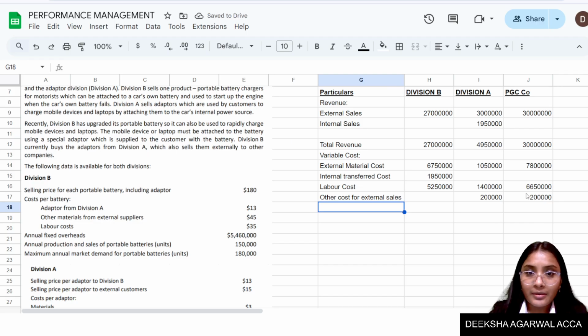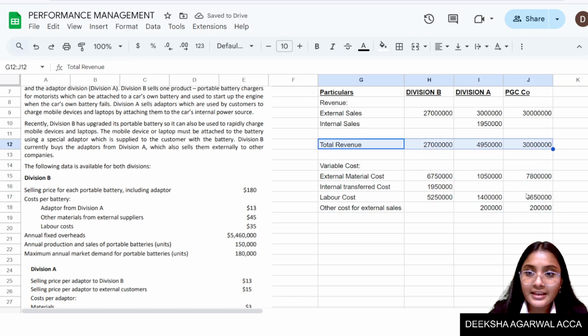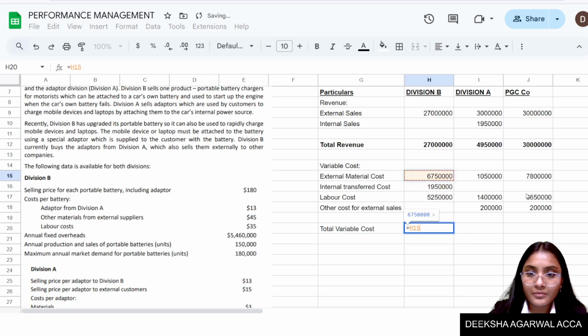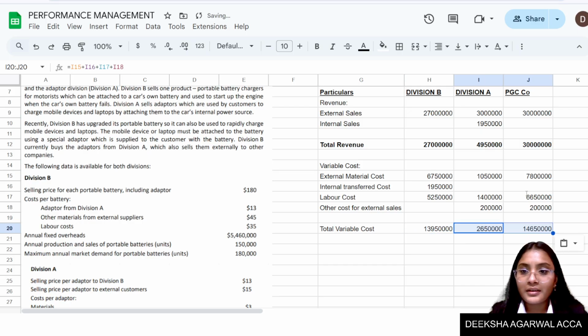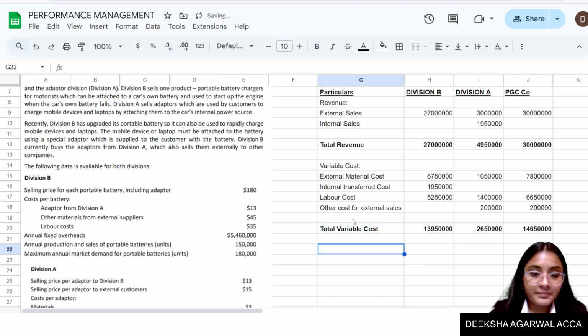Now, what is your total variable cost? I would say leave a line space here so that you remember that yes, these things need to be subtracted later on as well. Total variable cost. This is the total variable cost that you will be incurring. Correct. Now, what is your contribution?